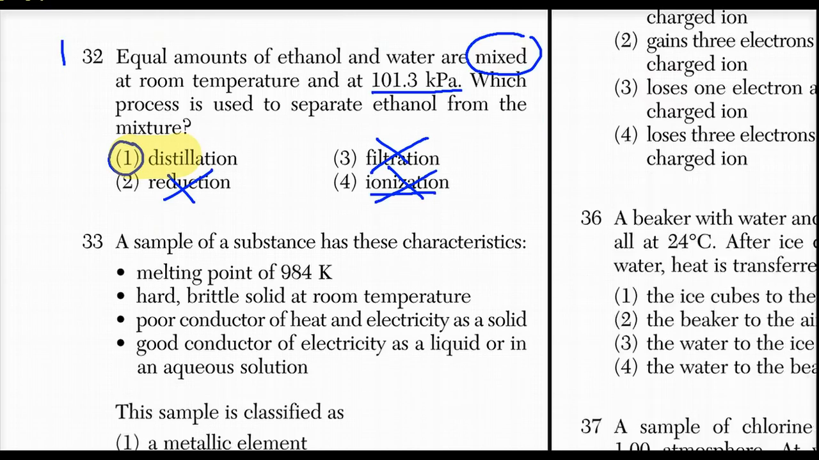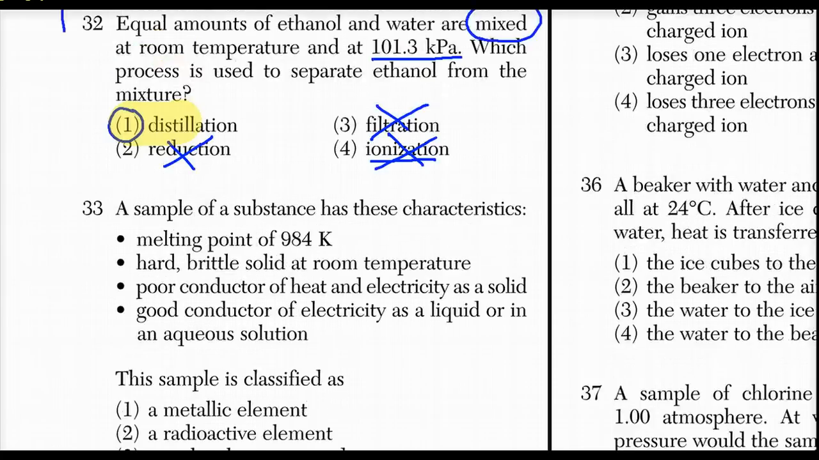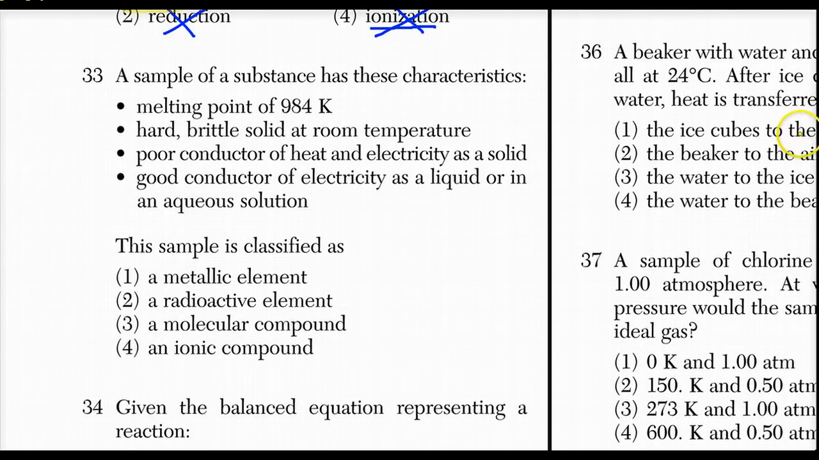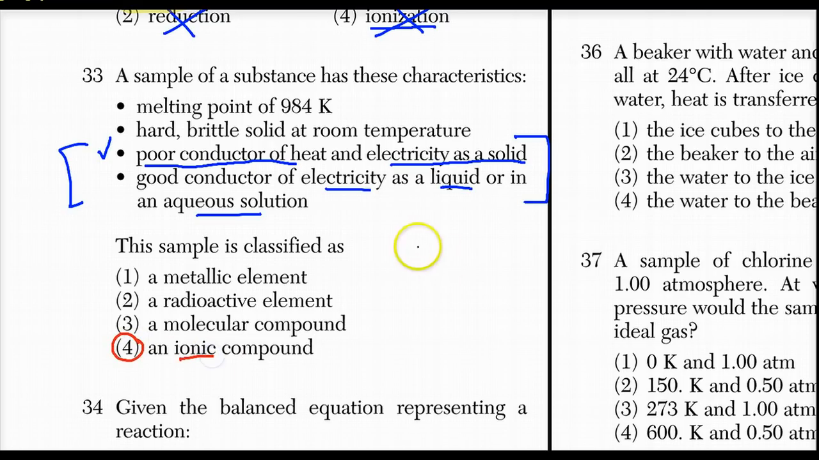Number 33. A sample of a substance has these characteristics. Melting point of 984, hard, brittle, poor conductor. That jumps out at me. Poor conductor of heat and electricity as a solid. That really jumps out. Good conductor of electricity as a liquid or an aqueous solution. See, for me, all of this is a winner. I look at that and I know exactly what I'm looking at. I'm looking at an ionic compound. Ionic compounds are positive and negative ions. In a crystal, these ions are not free to move. Therefore, they tend to have poor conductivity of electricity and heat because these ions are in fixed positions.